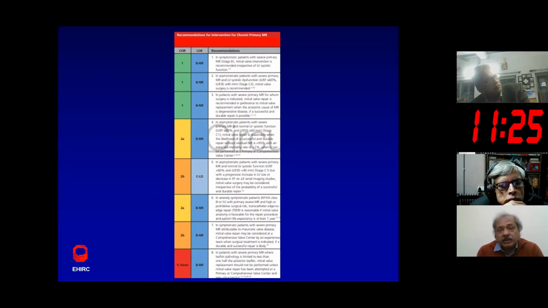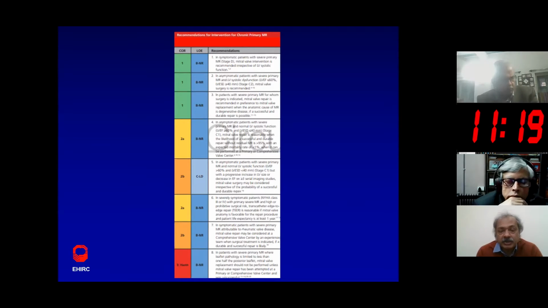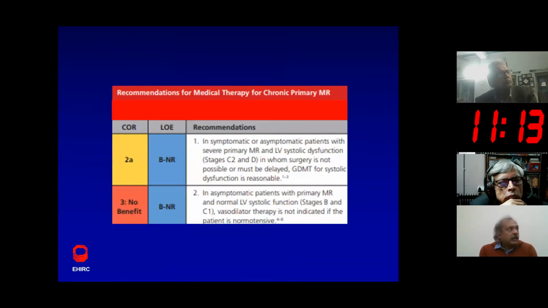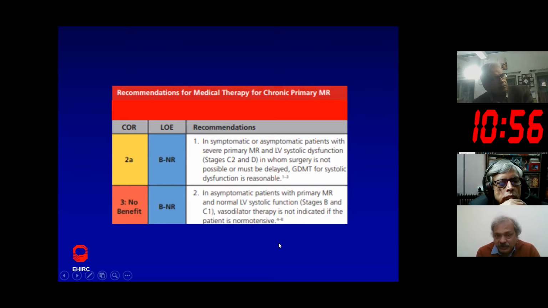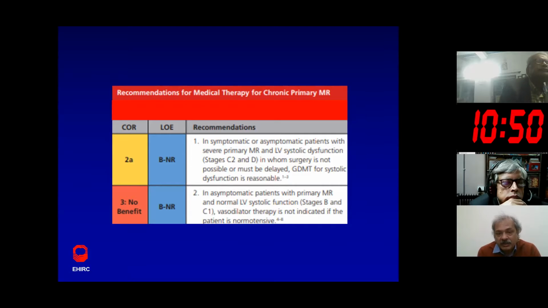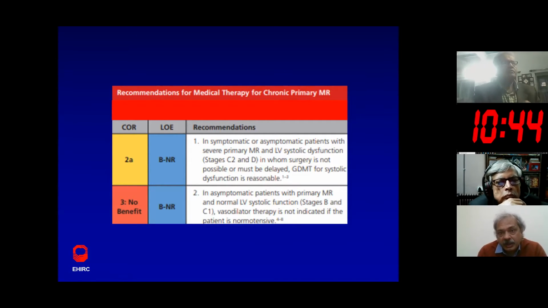Now, the purists can debate that it is not 60%, it is 64%, and the left ventricular end systolic dimension is not 34 millimeters, it is 37. I'll leave that for discussion for the purists. Now, till such time as you are not operating and you want medical therapy to continue, the problem as against secondary MR is that in primary MR, if the LV function is fine, then vasodilator therapy is not indicated except if the patient is hypertensive. And this becomes a reasonable difference of therapy as against secondary MR.